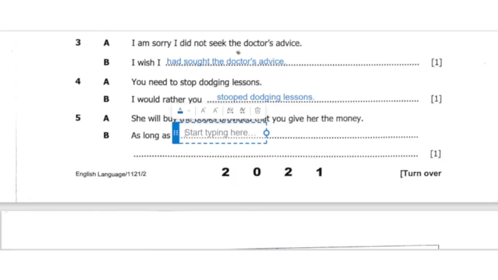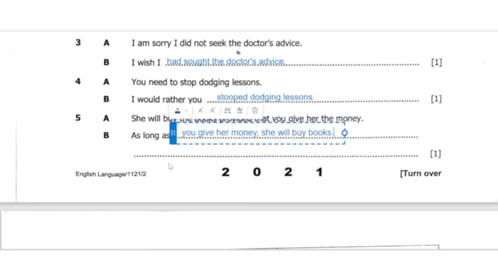So the correct answer when you use "as long as," we say: as long as you give her money, comma, she will buy books. Full stop. Okay, so that's the correct thing.